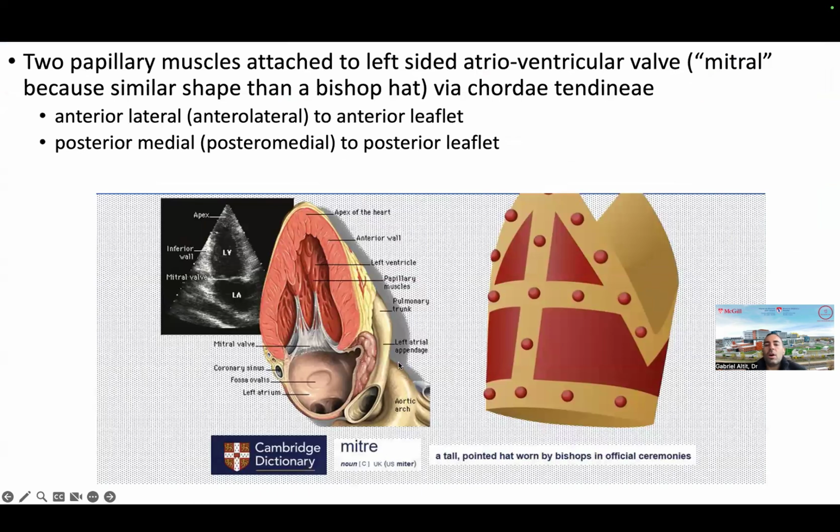Some of the reason why we call the mitral valve a mitral valve and not a bicuspid valve is this. It's because the hat of the bishops is called a mitre, and the mitral valve is called a mitral valve because of this shape.